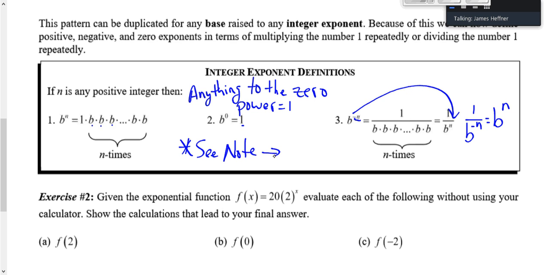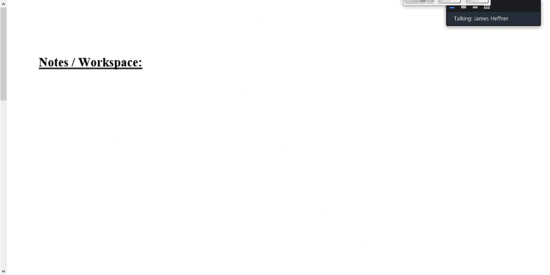Let's go to our notes page real quick. I'll give you an example of why anything to the 0 power is 1. And you've got to think about dividing with exponents. So let's go over here for a second. Okay? 0 power equals 1. Let me give you an example.